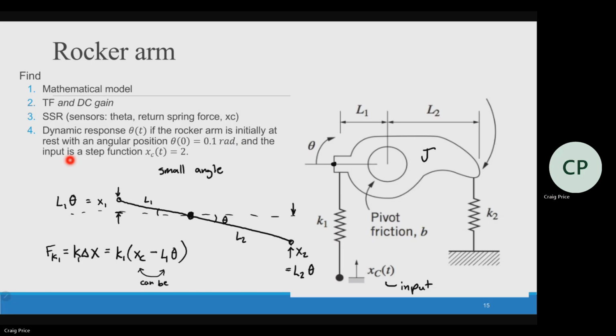This is the return spring, K2. So that would be FK2. So for the SSR, it's chosen three things we want to find. So you're going to want to use your definition. We can basically set any output for the SSR, and so we can actually be tracking an input as well. So we got three sensors.